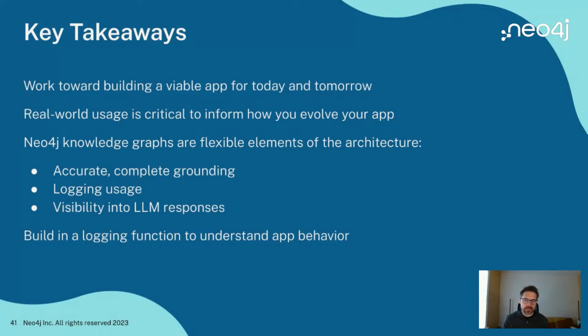Get to the point where other people can use your app or your POC as quickly as possible, because that information is so valuable to see how users are using it, what's the feedback, what's working, what's not working, and what features or data they wish it had. And as we've shown here, knowledge graphs are really flexible, key parts of the architecture, from providing accurate and complete grounding to logging to also providing visibility into how the LLM is working and responding.